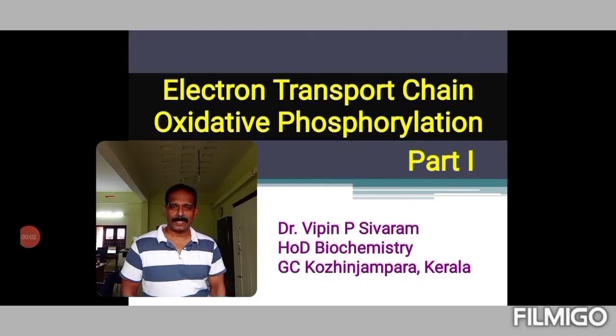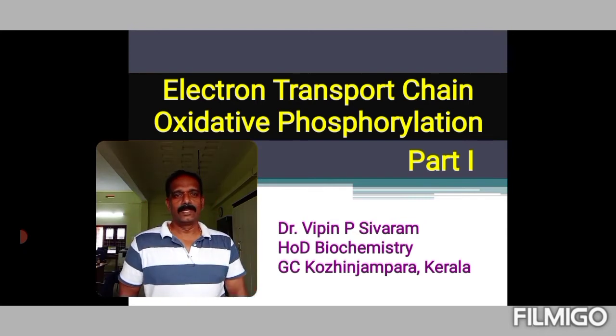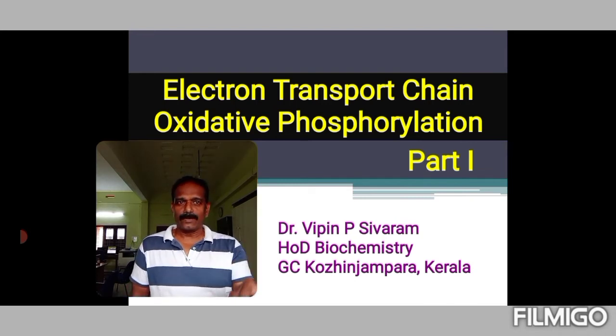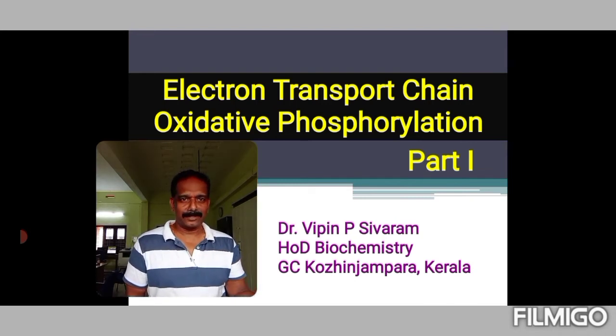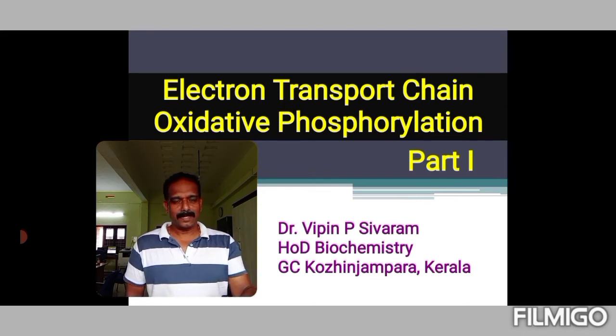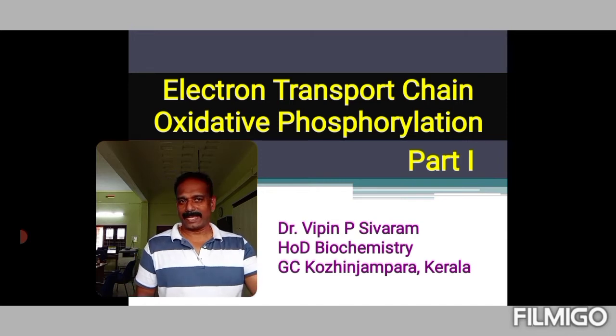Hi friends, welcome back to WIP's Biochemistry, and this time it's electron transport chain and oxidative phosphorylation. This is part 1, and this is actually a continuation of cellular respiration. And what is cellular respiration? It is basically generation of ATP with oxygen being used as the ultimate electron acceptor.